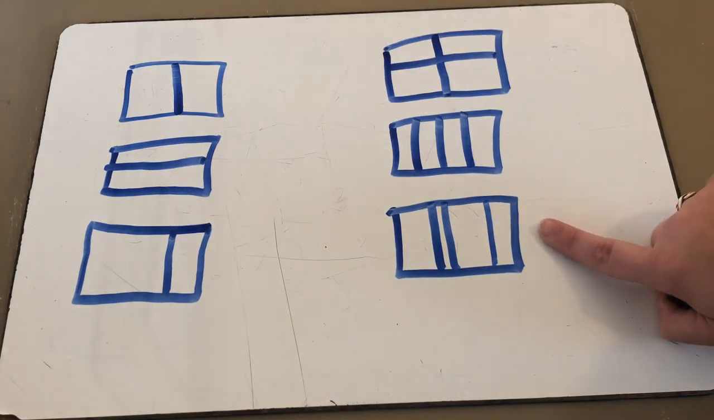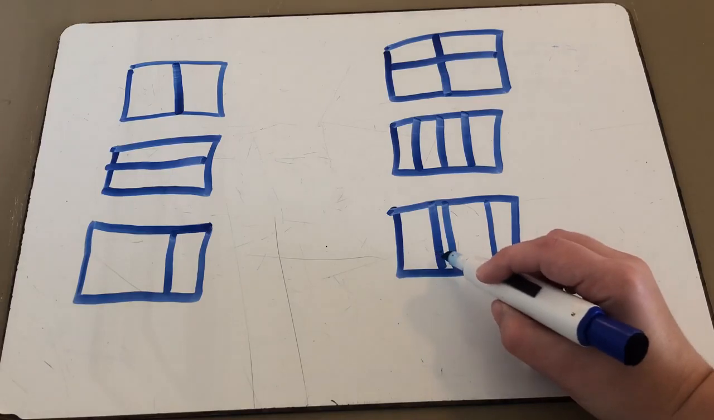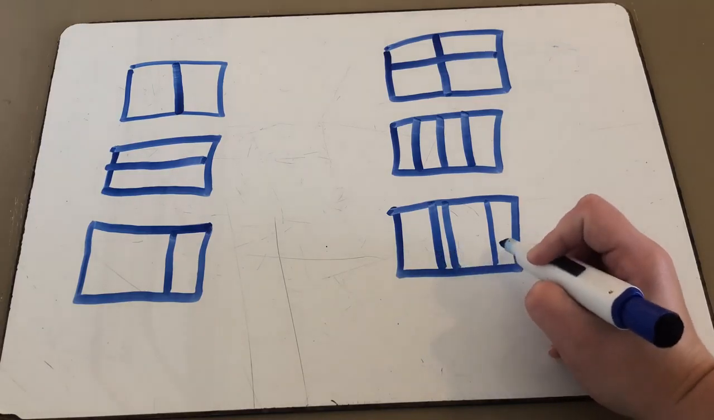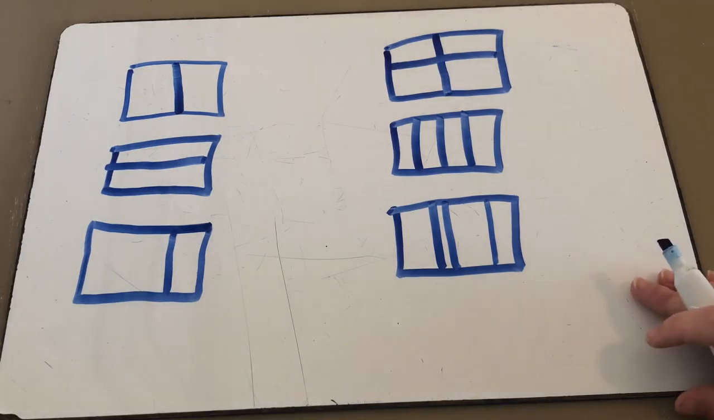If you said this is not showing fourths, then you would be correct. It does have 1, 2, 3, 4 pieces, but those pieces are not equal. Now you know how to identify fourths. It is not just that they have 4 pieces, it is that those pieces are equal.